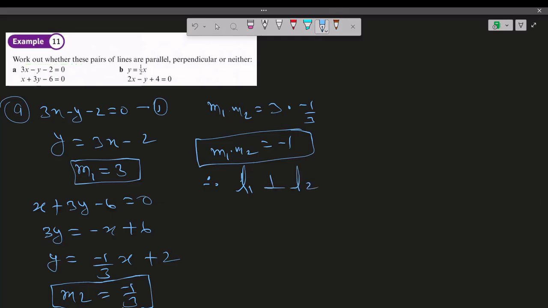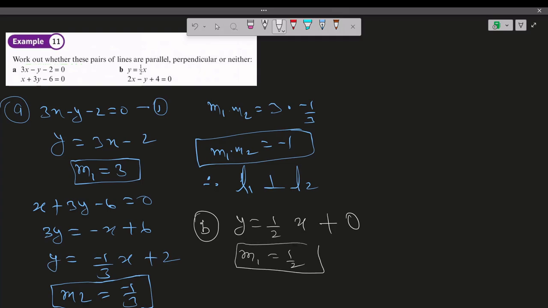Okay. Let us do the second question, part B. In part B, what was the question? Let us use white color. Here y equals 1 by 2 x, and it is very clear that m1 is 1 by 2. It is directly y equals mx plus c. If I write plus 0, it is very clear m1 is this. What about m2? The second line is 2x minus y plus 4 equals 0. If I make y the subject, it will be 2x plus 4. So m2 is 2.